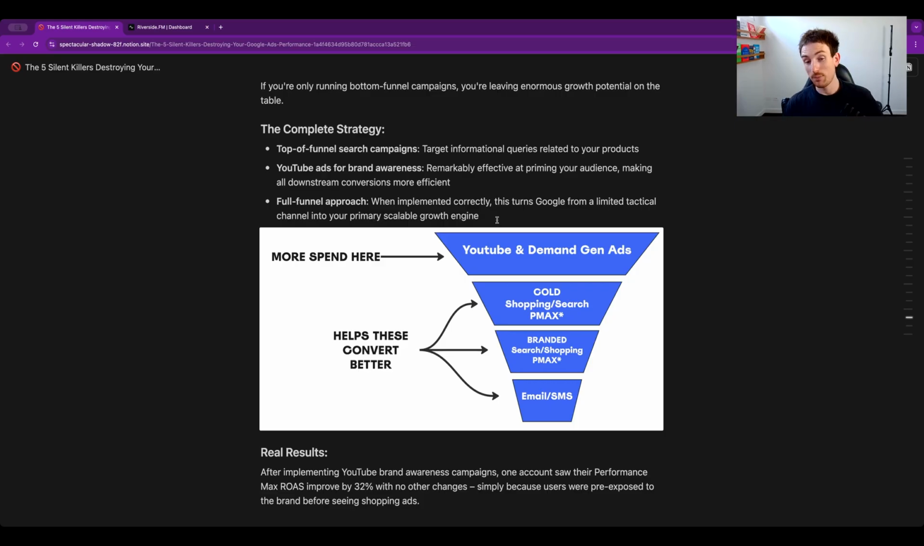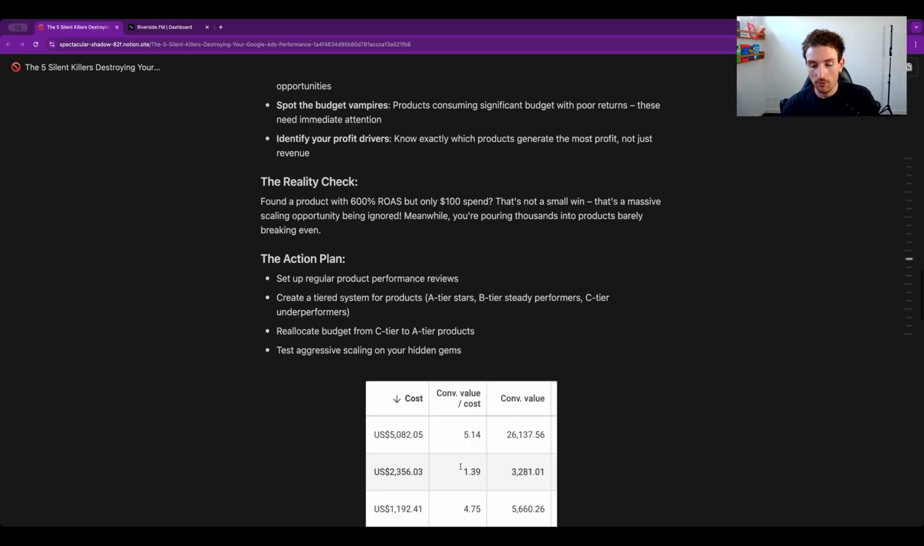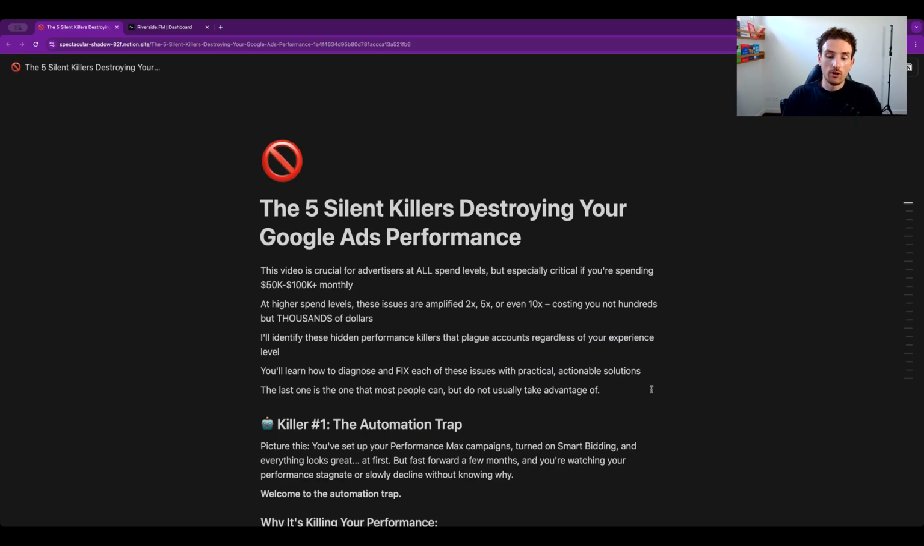This is something that a lot of people still aren't taking advantage of in the majority of accounts that we look at. People are just spending on shopping, search and PMAX campaigns, and it's a huge opportunity for people that do have creatives, both static and video, to start using them on YouTube and demand gen ads and start bringing people down the funnel. It's a huge opportunity cost that I see inside a lot of accounts.